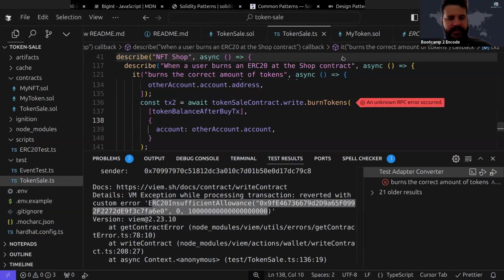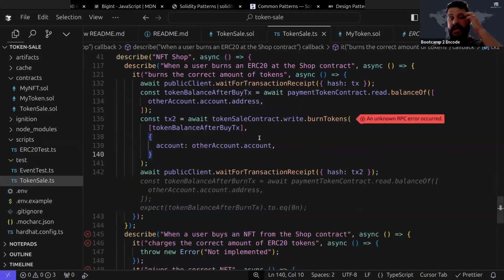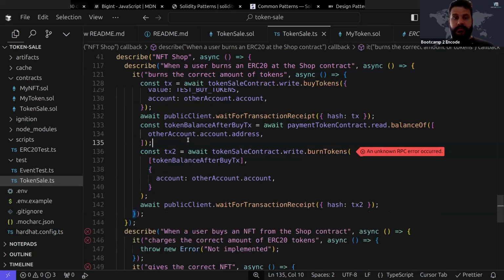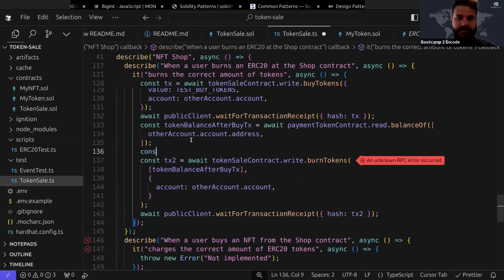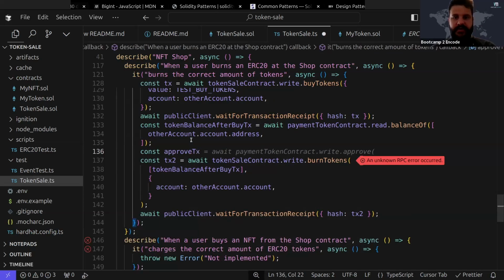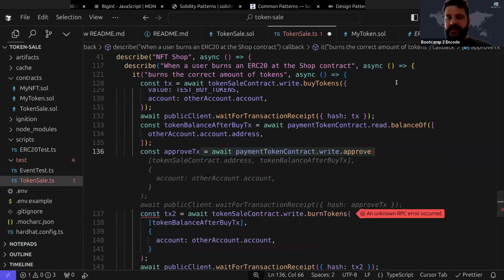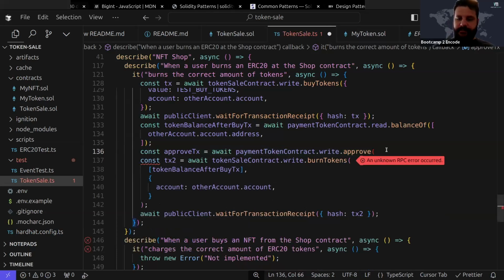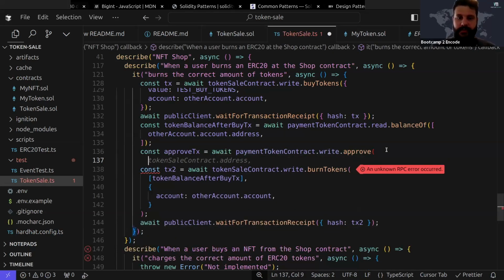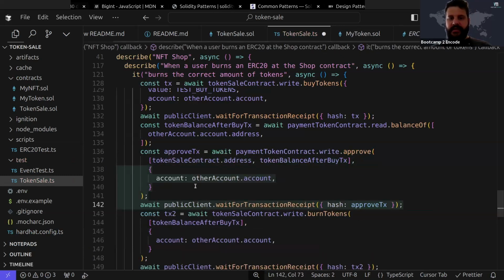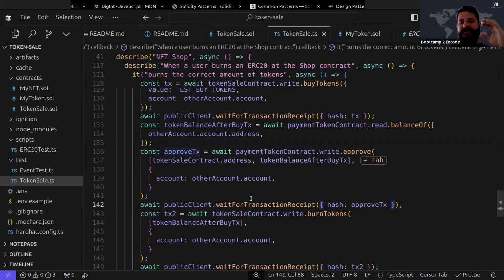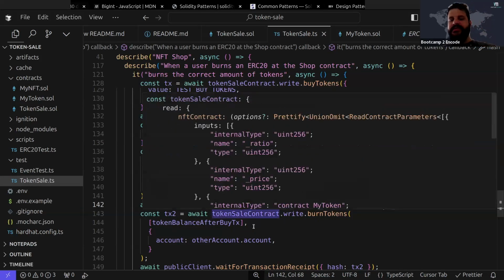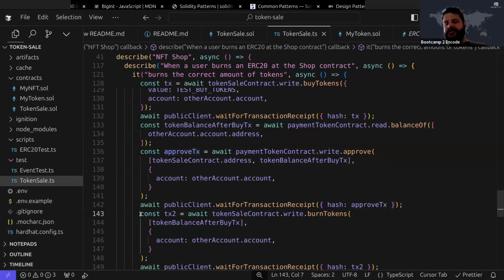So this is how you pay with ERC20s, people. You don't send a payable transaction for a contract. Actually, what you do is allow first. I'm going to do this allow transaction, const approveTransaction. I would await the payment token contract, writing this approval function to approve the token sale contract for this balance using this account. Compiler got it correct. I would await the approval transaction, and when I have this approval completed, then I can burn the tokens.